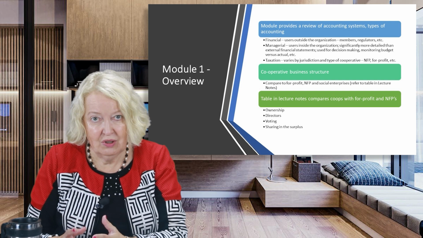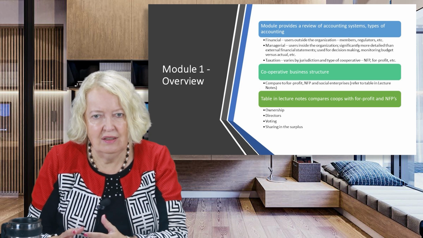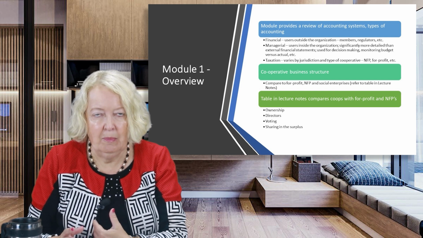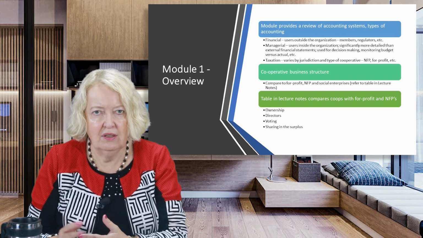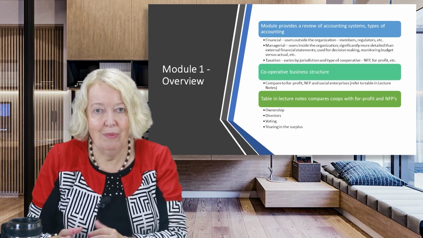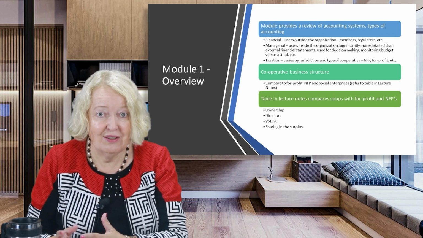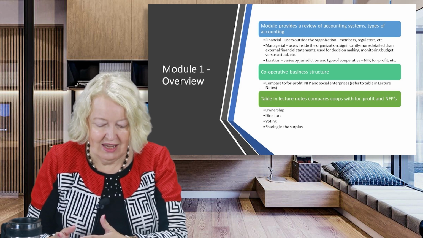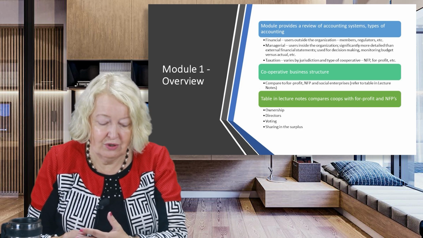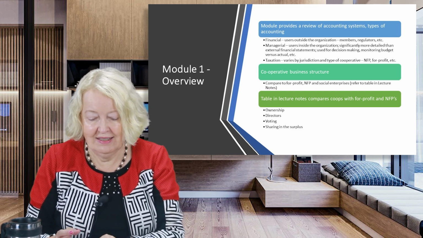Another part of this module is to explain more in depth the nature of the cooperative business structure. We do that by comparing a cooperative to a not-for-profit, to say public sector, so you can see the differences. And there's a really neat table in the lecture notes that nicely compares the different types of business structures and compares that to a co-op. So it looks at how the organizations differ in terms of ownership, how the directors are appointed, voting, and sharing in the surplus.